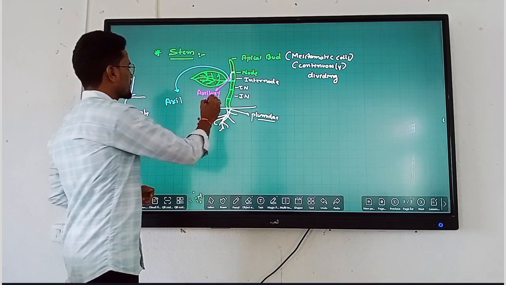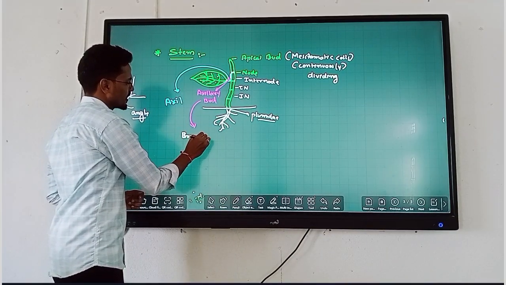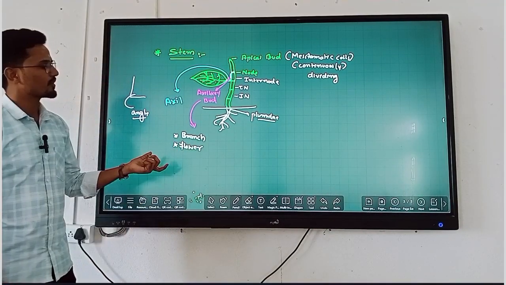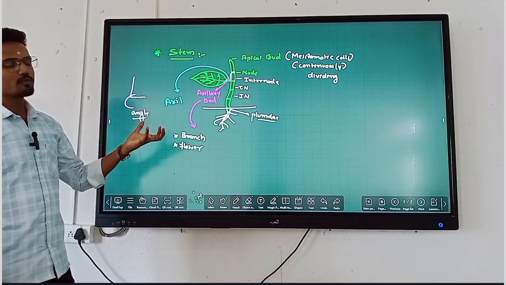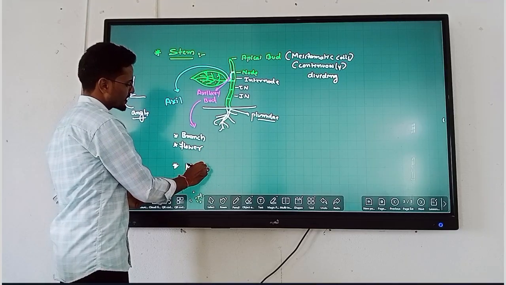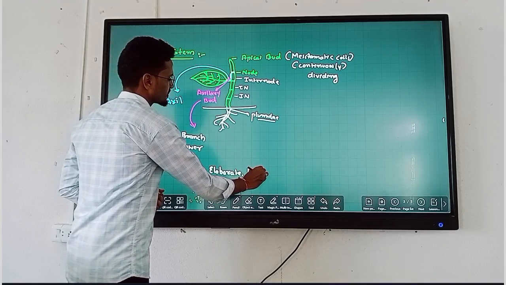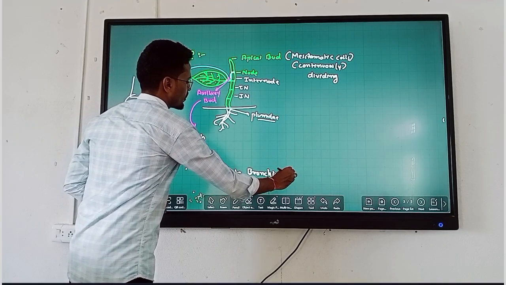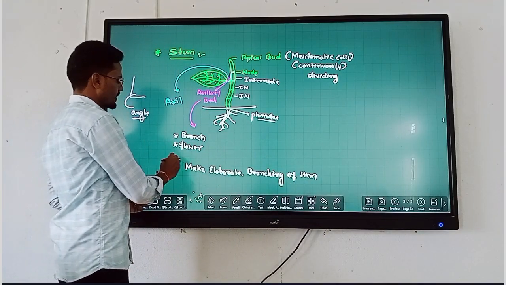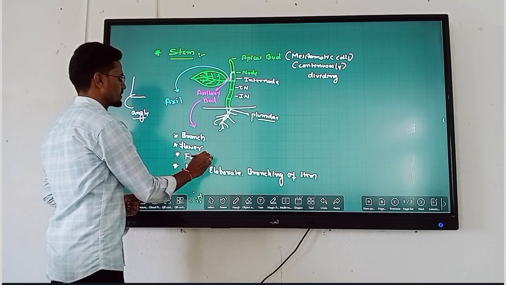From this axillary bud only we get branch and flower. This is about a stem. The main aerial portion, a stem's function is to make elaborate branching of stem. These are the functions of a stem.